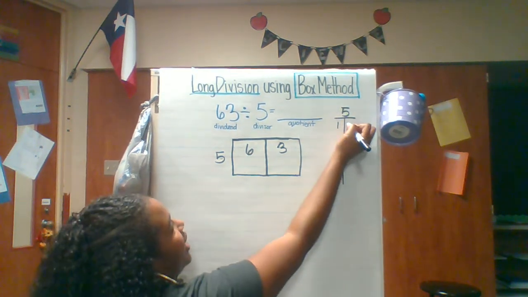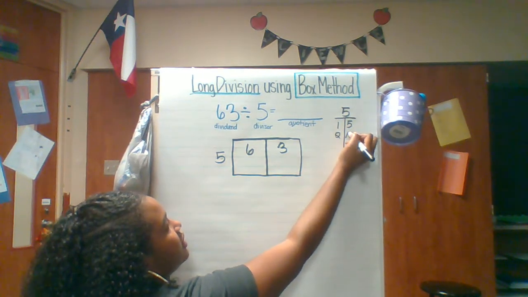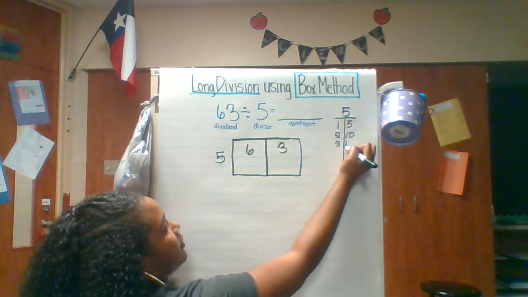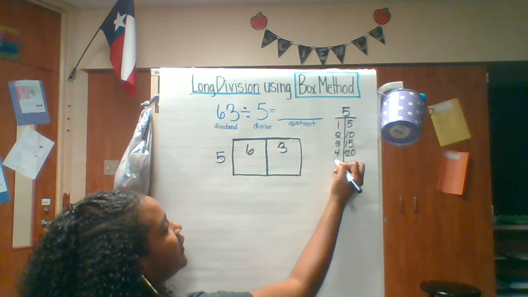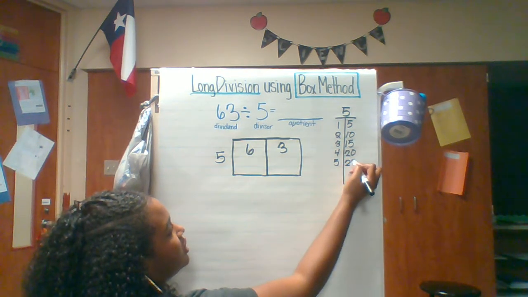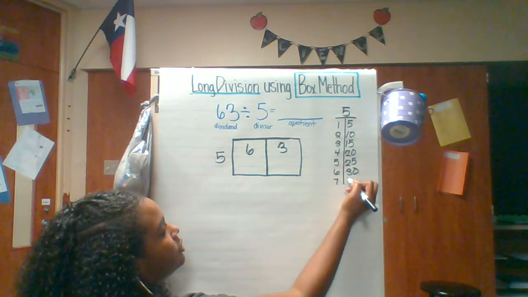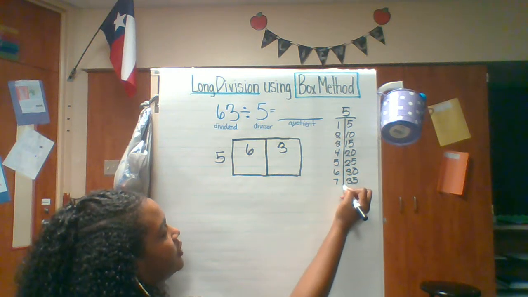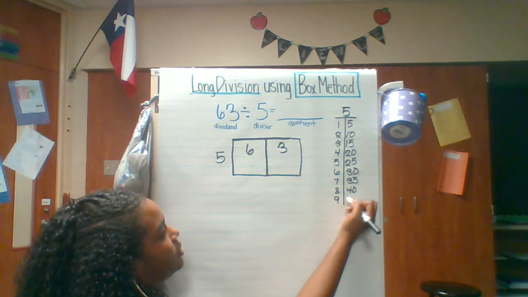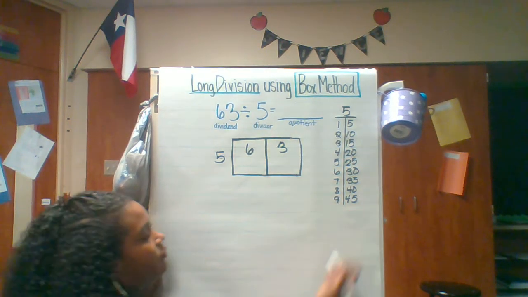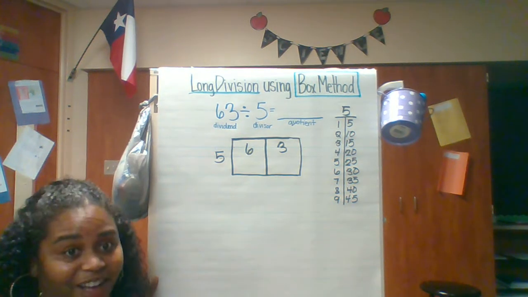I know that 1 times 5 is 5. 2 times 5 is 10. 3 groups of 5 give me 15. 4 groups of 5 give me 20. 5 groups of 5 give me 25. 6 groups of 5 gives me 30. 7 groups of 5 give me 35. 8 groups of 5 makes 40, and 9 groups of 5 makes 45. Okay, so I'm going to use my T-chart to help me, and we're going to start and divide.